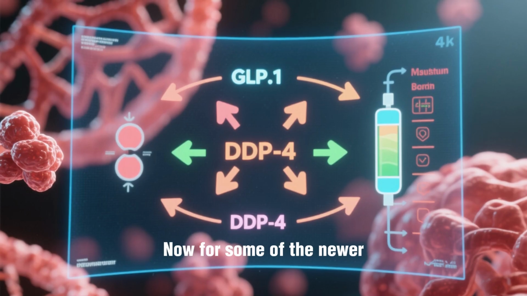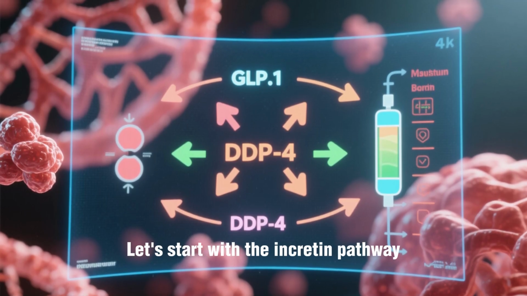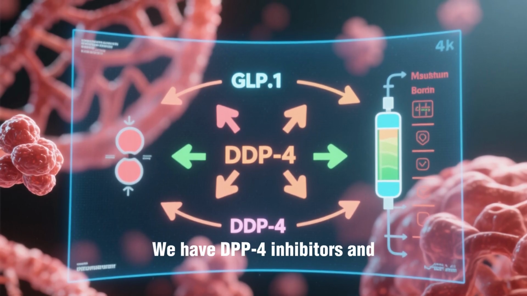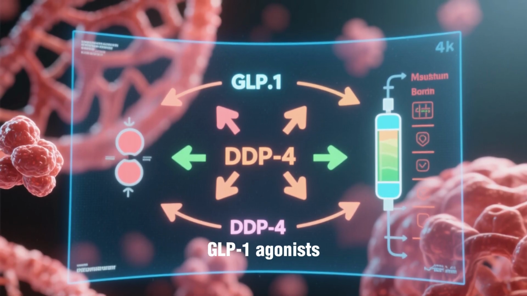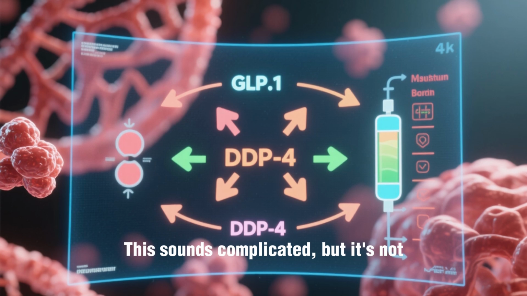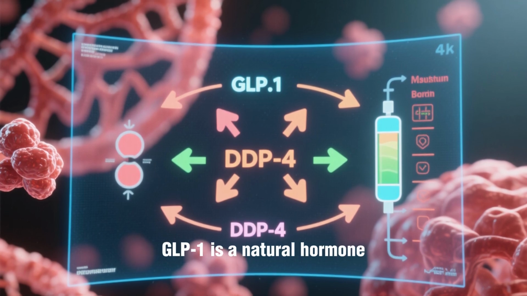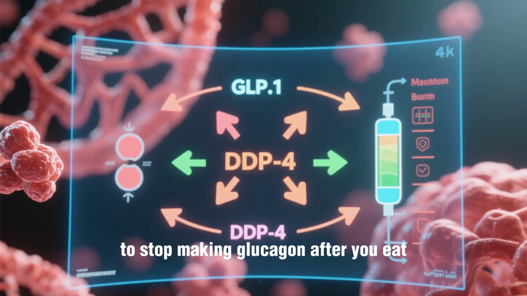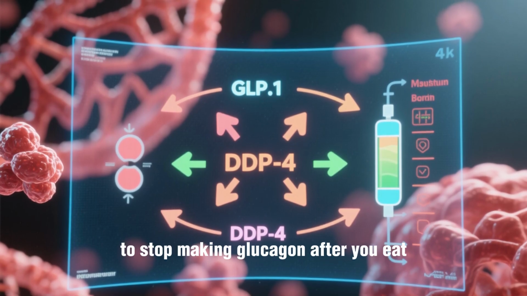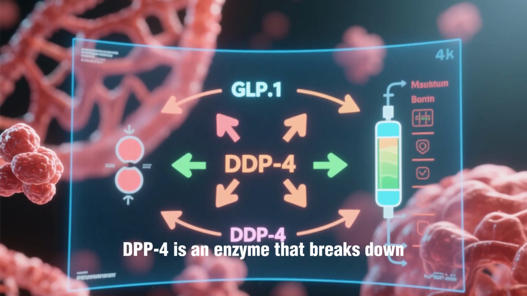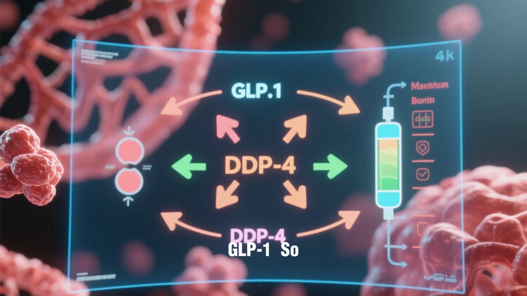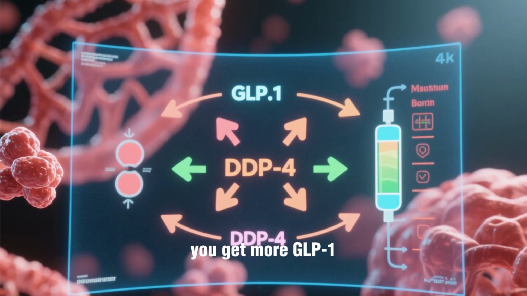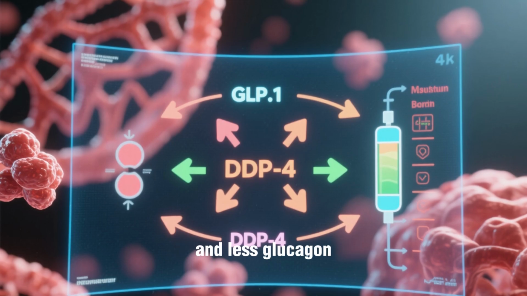Now, for some of the newer, more complex agents, let's start with the incretin pathway. We have DPP-4 inhibitors and GLP-1 agonists. This sounds complicated, but it's not. GLP-1 is a natural hormone that tells your pancreas to release insulin and tells your liver to stop making glucagon after you eat. DPP-4 is an enzyme that breaks down GLP-1. So, if you inhibit DPP-4, you get more GLP-1, which means more insulin and less glucagon.